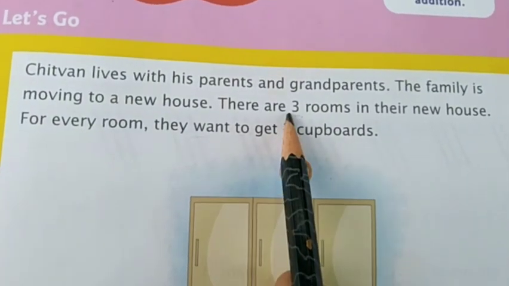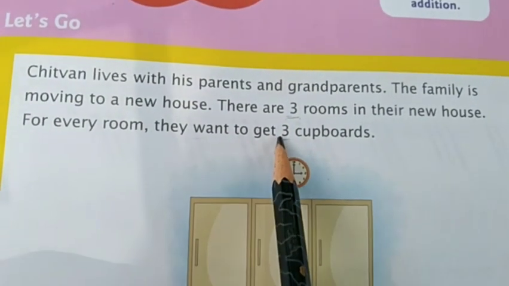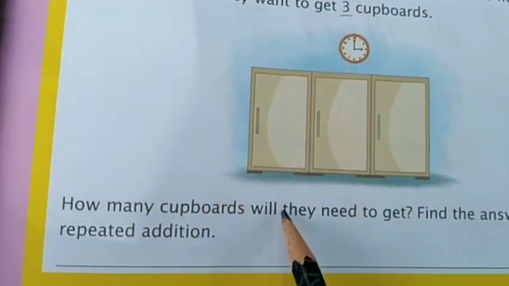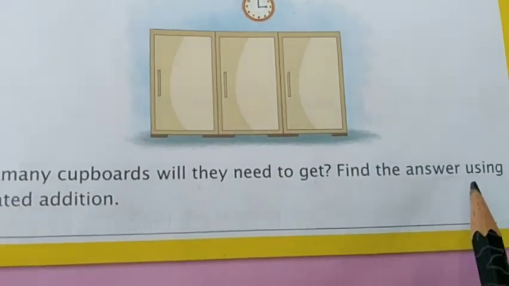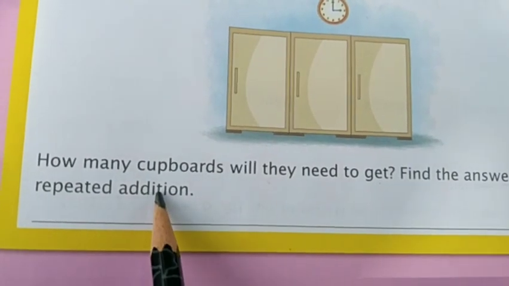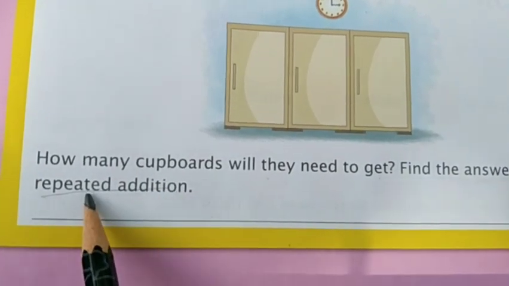So how many rooms are there? 3. And in each room they want 3 cupboards. In the next line it is asked how many cupboards they will need to get. Find the answers using repeated addition. Now we have to give the answer using repeated addition.